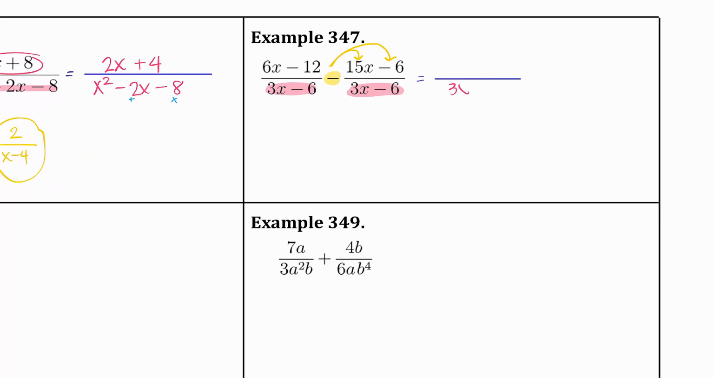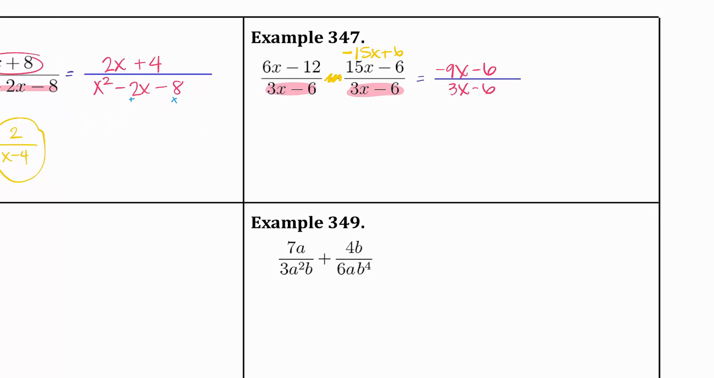Denominator stays the same. Our numerator, we have 6x minus 15x. And if it helps you, you could just change this. You could say, okay, I'm going to change this to minus 15x plus 6. If that's easier for you to wrap your head around, we can do that. So 6x minus 15x gives me negative 9x. And then we have a negative 12 plus 6, which gives me negative 6.